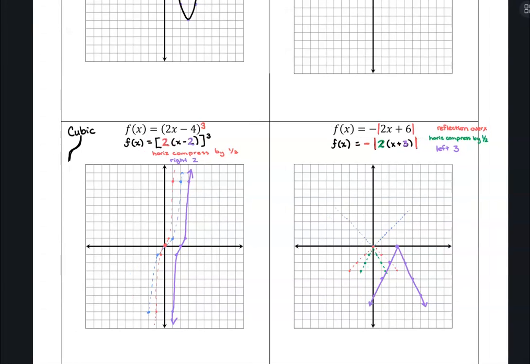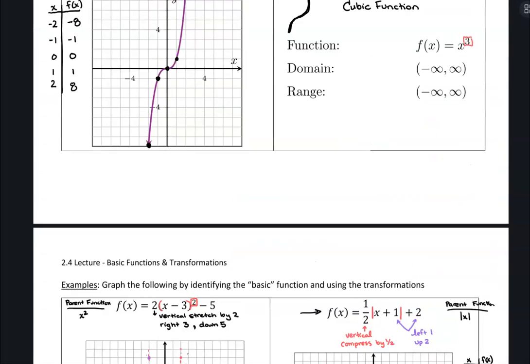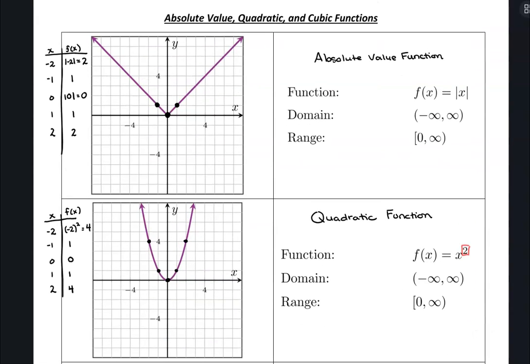Okay, so in the next video we're going to look at some more functions, but hopefully this gives a good idea of how to identify absolute value, quadratic, and cubic, and also how to get started with graphing them.